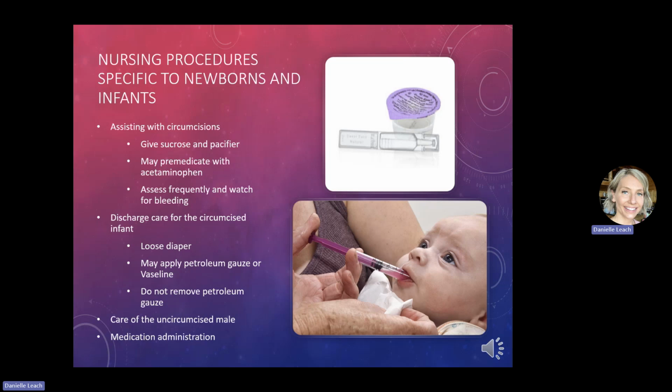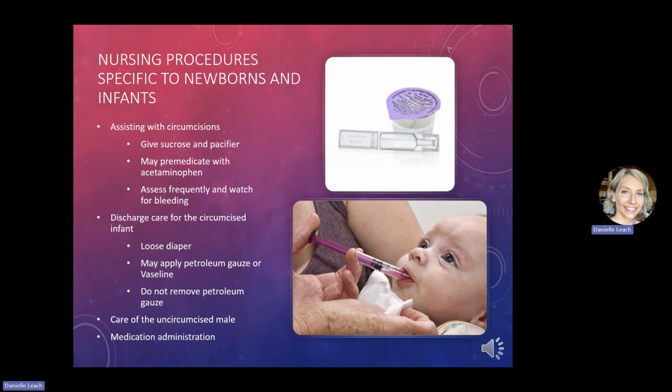Some doctors are going to apply petroleum gauze, which is basically just gauze that has petroleum impregnated into it. They also use that on chest tubes if you've seen that with adults. If that petroleum gauze is on there, it looks like yellow gauze. It's going to stay on there until it falls off, so we're not going to remove it.